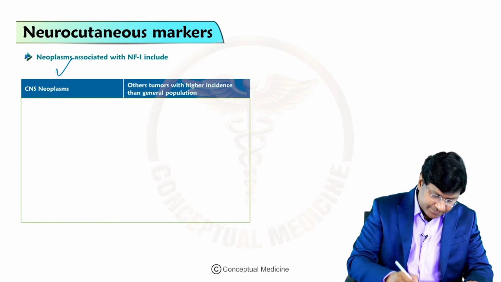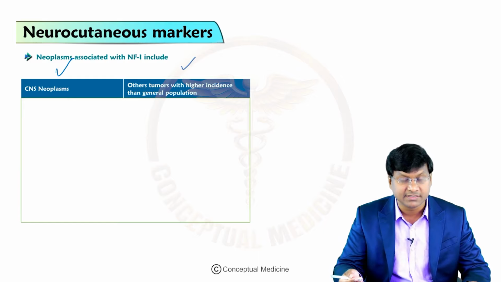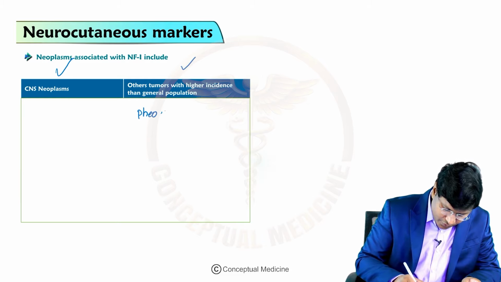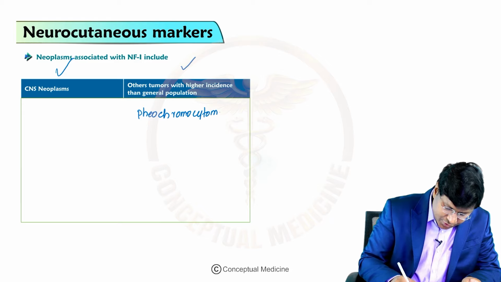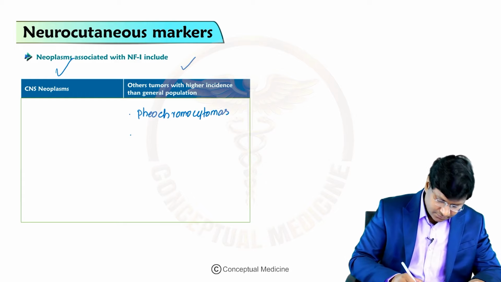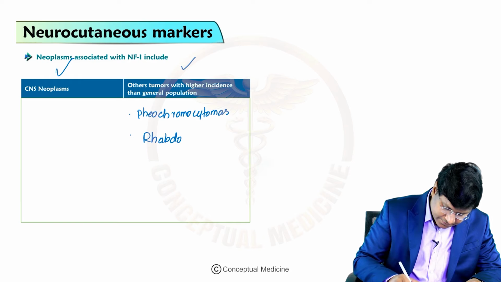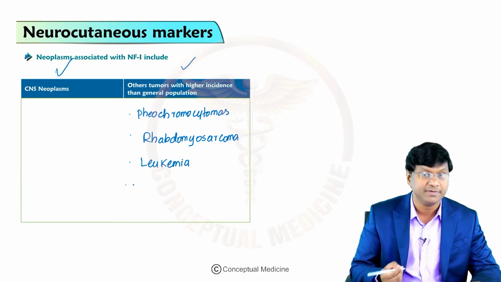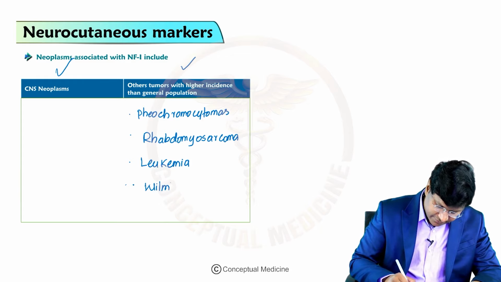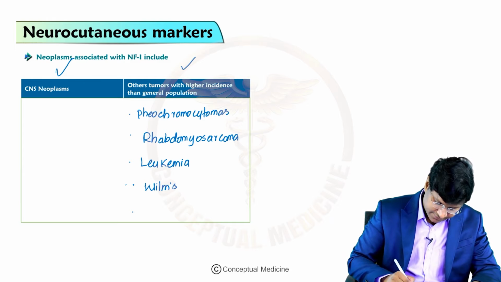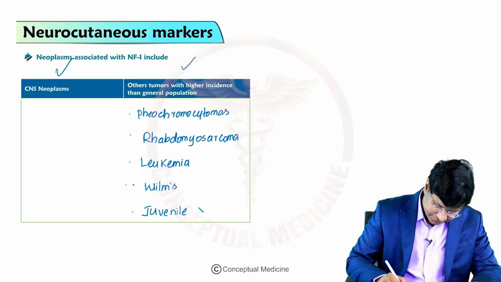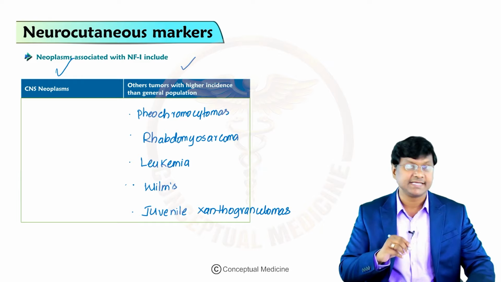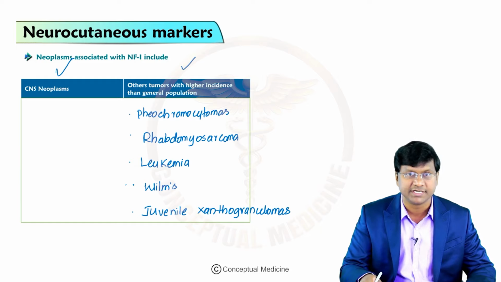Now, apart from the CNS neoplasms, you also have other tumors with higher incidence than the general population. And these include pheochromocytomas, which are tumors originating from the chromaffin cells of the adrenal medulla. Then rhabdomyosarcoma, the tumor originating from the muscle. And then leukemia, the malignancy of the WBCs. Then Wilms tumor, the tumor originating from the kidney. Then we have juvenile xanthogranulomas. So these are the other tumors with higher incidence compared to that of the general population, right?